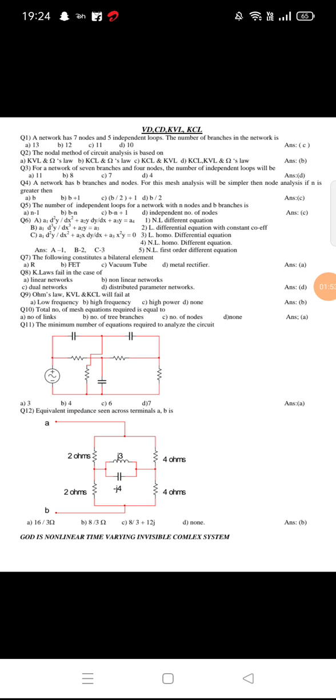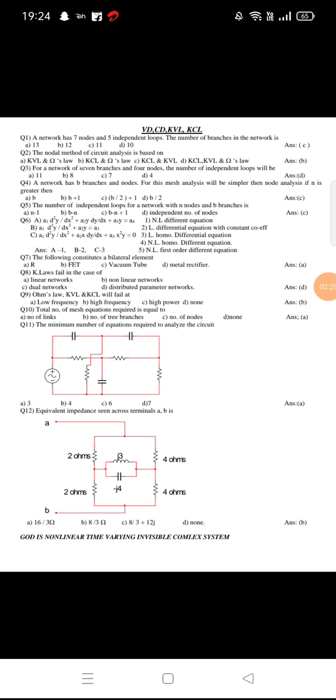Option D is correct. Next, a network has B branches and n nodes, okay, B is branches, n is nodes. For this, mesh analysis will be simpler than nodal analysis if n is greater than... this is a direct formula, that is B by 2 plus 1. Okay, next, the number of independent loops for a network with n nodes and B branches, we already know the formula, right? Number of loops is equal to B minus n plus 1.